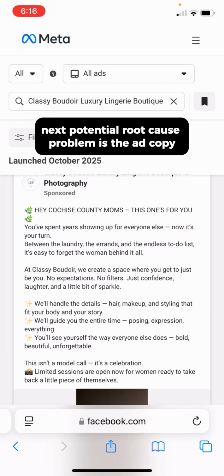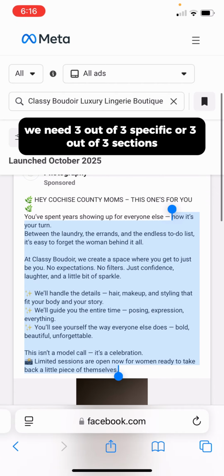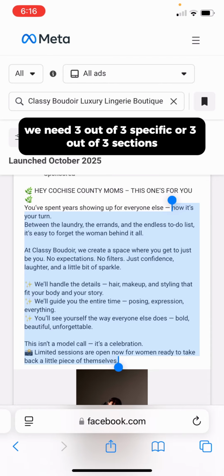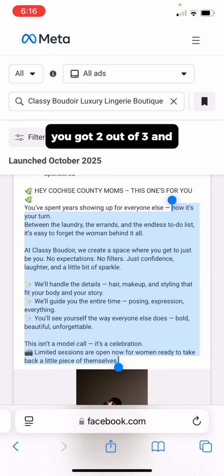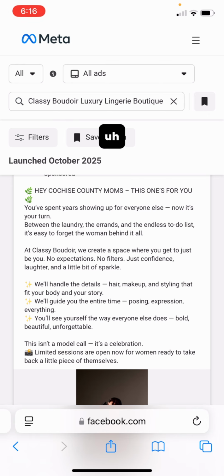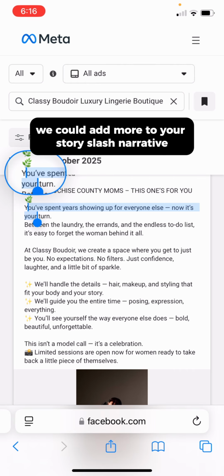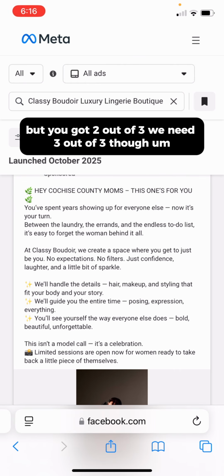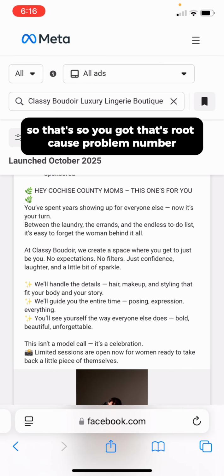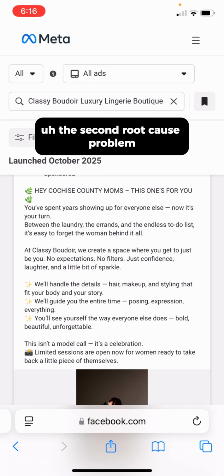Next potential root cause problem is the ad copy. We need 3 out of 3 sections. You got 2 out of 3. We could add more to your story slash narrative, but you got 2 out of 3. We need 3 out of 3 though. So that's the second root cause problem you got.